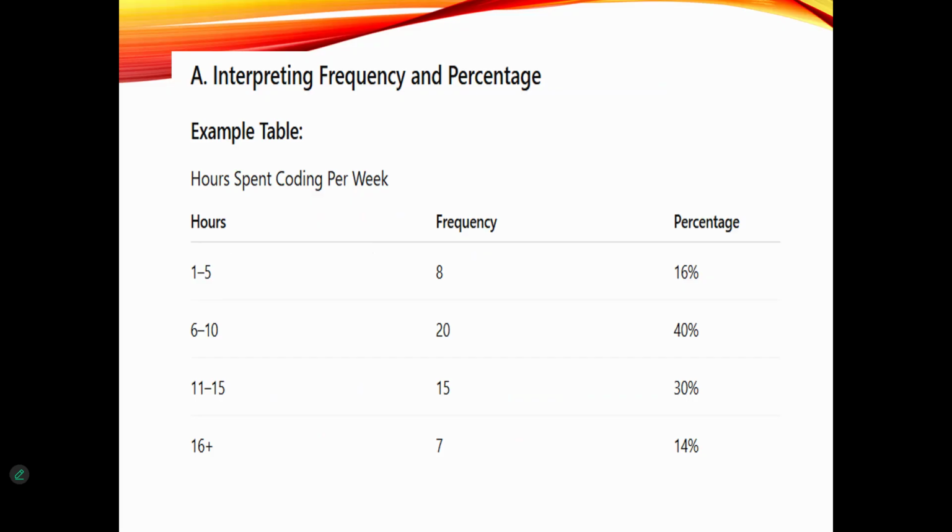For coding 6 to 10 hours, there are 20 students, and the percentage of this is 40%. Another, 11 to 15 hours of coding per week, the frequency is 15 and the percentage is 30%. And for 16 plus hours of coding per week, the frequency is 7, or there are 7 students who answered that they code 16 hours or more, and the percentage of this is 14%.